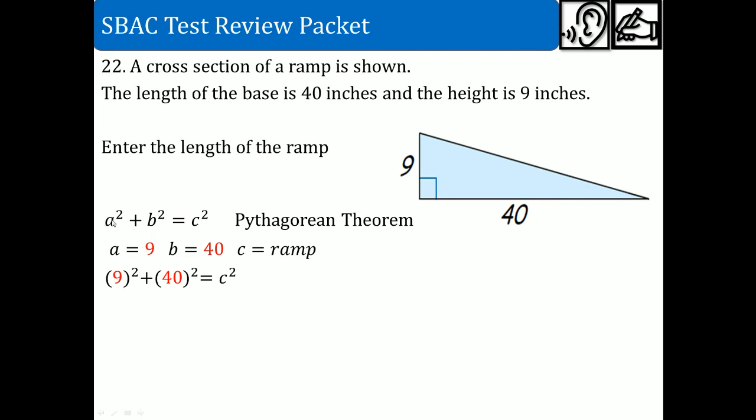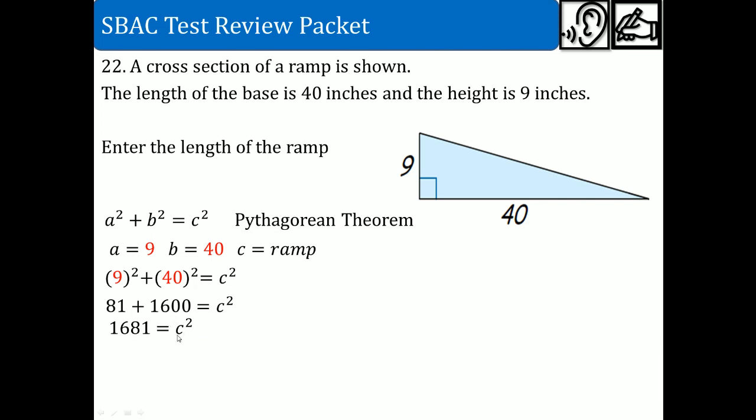Make the substitution. So a goes into a here, so it becomes a squared. B, which is 40, plug it in here, that becomes 40 squared. This is equal to c squared. 9 squared is 81. 40 squared is 1,600, equals c squared. Add 81 and 1,600 together, you get 1,681 equals c squared.